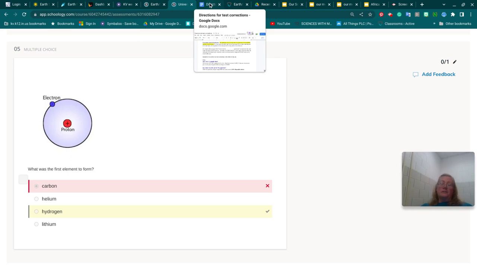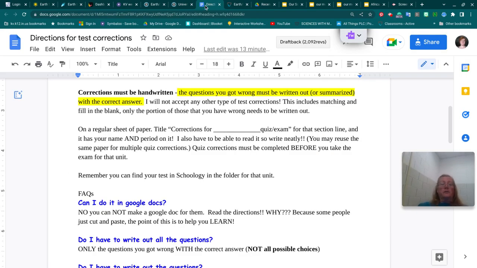Doing the work, looking up the answer, that's going to help you figure out in your brain what the answers are, to help you learn. That's the whole purpose of you doing test corrections. It's to help you learn.